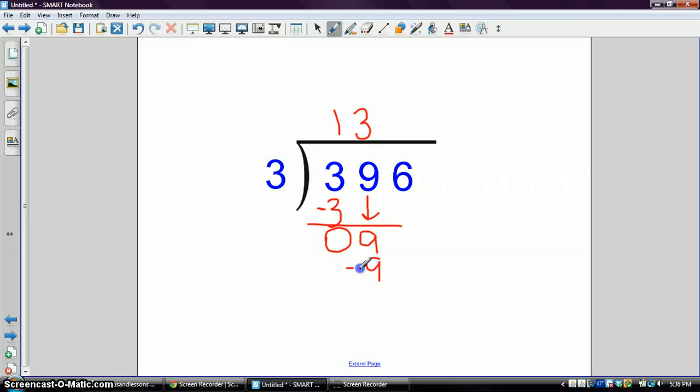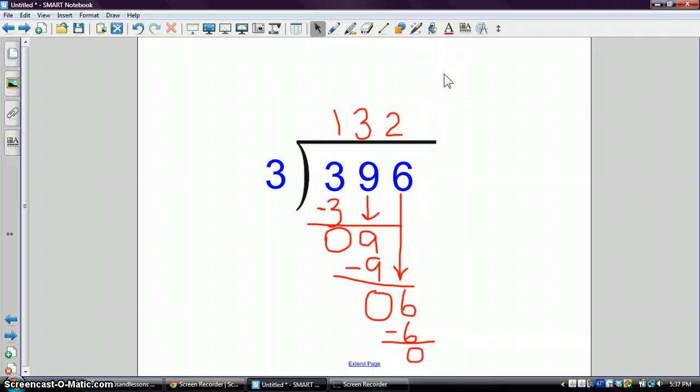This would be a good time to say, what's the next step? Who can tell me what we do next? And we finish the subtraction problem. We bring the 6 down. Three goes into 6 how many times? 2. We check our work. 2 times 3 is 6. We subtract and we get 0. So 396 divided by 3 is 132.